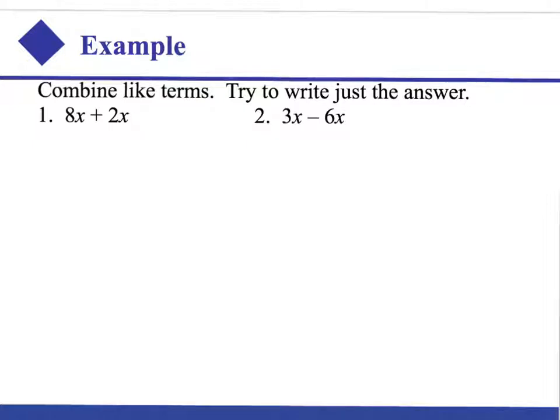So now we're going to combine like terms and see if we can find something. These are identical, so we can add the coefficients. That's the 8 and the 2, and we keep the variable. What about these? We can subtract the coefficients. So we get 3 minus 6, which is negative 3, and we just keep the x.